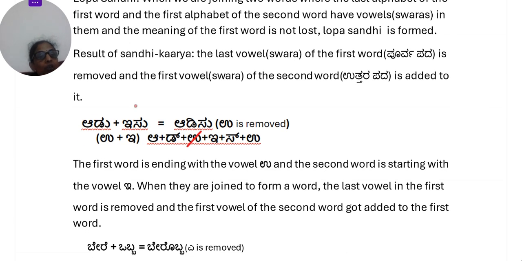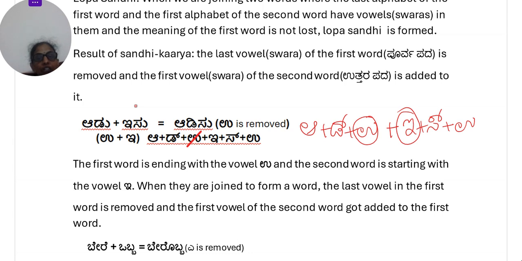So now we have two words, Adu plus Isu. Now we have to join them together. But before that, let us first split these into Vyanjana and Swara form. So Adu, how will we write? A plus D plus U. And Isu, how will we write? I plus S plus U. Now what is the first condition of the Lopa Sandhi? Swarada munde swara means the first word should end with a swara and the second word should start with a swara. So that condition is met. And adu means play, so there is a meaning of that word also.